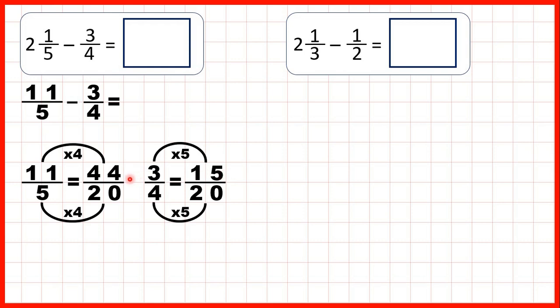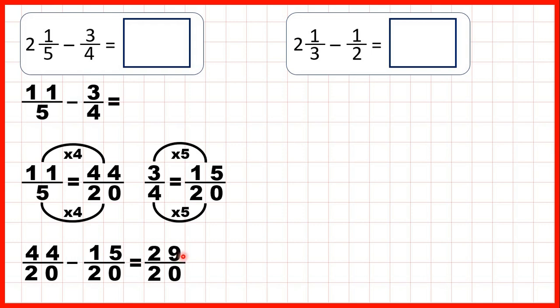So we can rewrite our question again. Instead of 2 and 1/5 or 11/5, we can write 44 over 20. And instead of subtracting 3/4, we can subtract 15 over 20, because that's equivalent, so it's the same size as 3/4. So now we have fractions with a common denominator, so the denominator stays the same in our answer, and 44 minus 15 is 29. So as an improper fraction, our answer is 29/20.